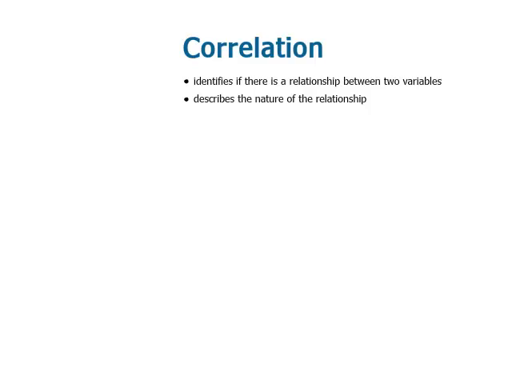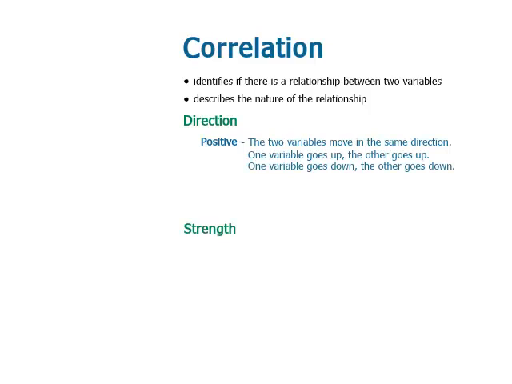So as I said on the last slide, correlation identifies if there's a relationship between variables, and it describes the nature of that relationship. Now, the way that it describes that is both in the direction of the relationship and the strength of the relationship. So in terms of direction, there's a positive relationship, and if two variables have a positive relationship, it means that they move in the same direction. So as one variable goes up, the other variable goes up. As one variable goes down, the other variable goes down. So positive doesn't mean they go up. It means they move in the same direction.